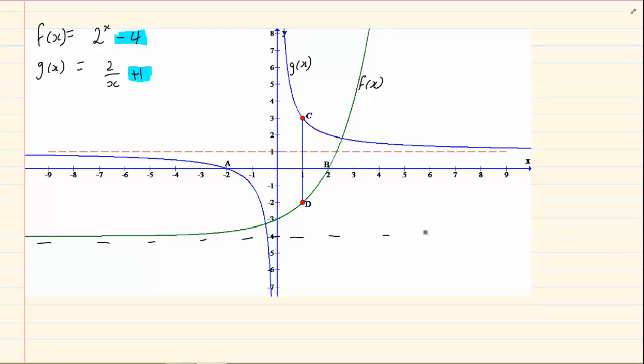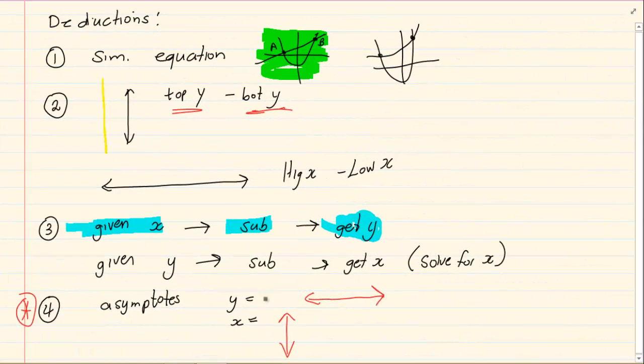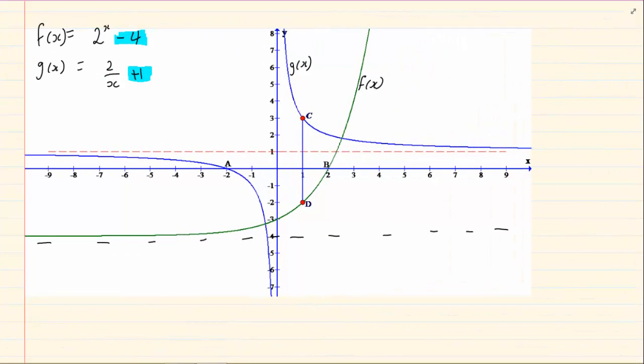Can you see? They are running horizontal. Now look at the deductions. When our asymptotes are horizontal, then I have a y is equal to. So if you see, you already know, hey, I'm going to have two asymptotes. One is going to be y is equal to minus 4. One is going to be y is equal to 1.